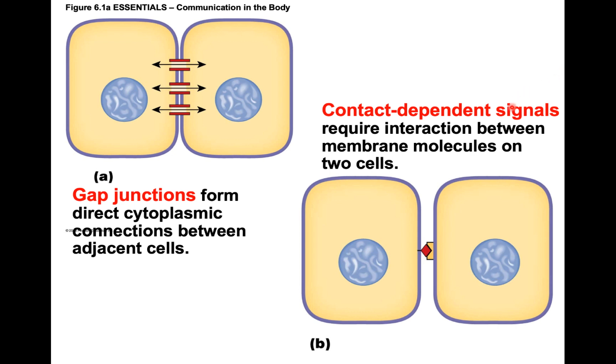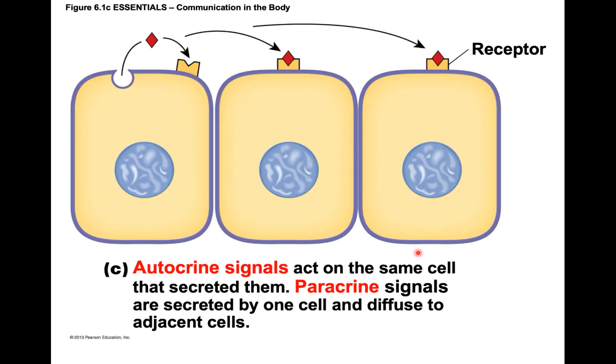There's contact-dependent signaling, where one cell has the signaling molecule and the other cell has the receptor. And these cells must come into contact for the molecule to bind to the receptor to cause some sort of intracellular change. Then you have autocrine and paracrine signaling.